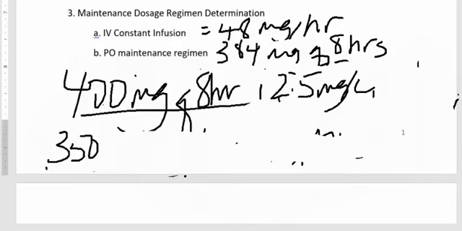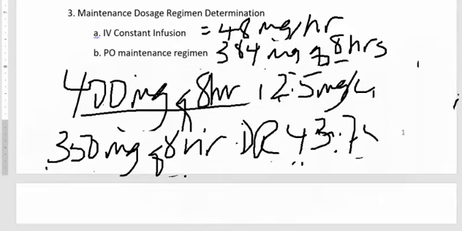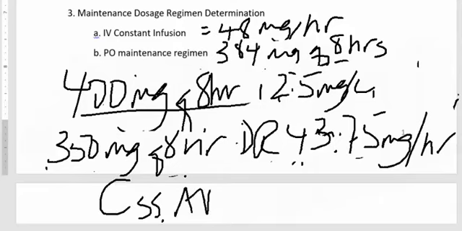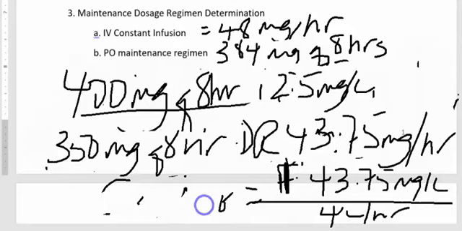What happens if we give 350 milligrams every 8 hours? Well, 350 divided by 8 is a dose rate of 43.75 milligrams per hour, right? So here CSS average is going to be equal to bioavailable dose rate. This time it's 43.75 milligrams per hour divided by our clearance of 4 liters per hour. Our bioavailability is 1, so we don't have to worry about that. So now I got 10.9375. So 10.93, I would tell them it's about 11.